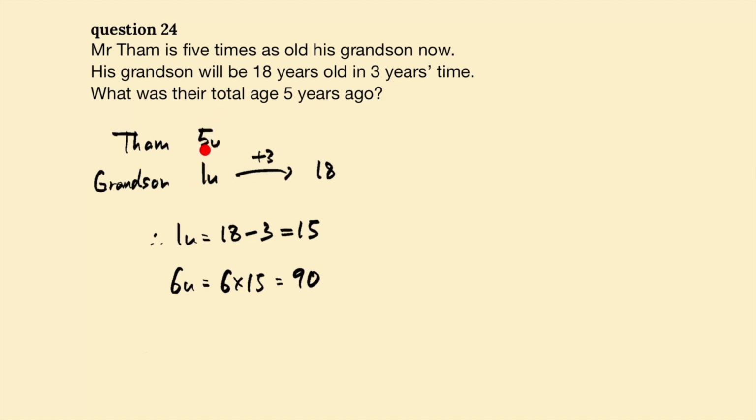Total age right now is 6 units. Therefore, I'm interested in 6u. So 15 times 6, that's 90. But what was that total 5 years ago? Now, not only will Mr. Tam minus 5, the grandson will minus 5 as well. So basically, it's 90 subtracted by 5, subtracted by 5, that's 80.